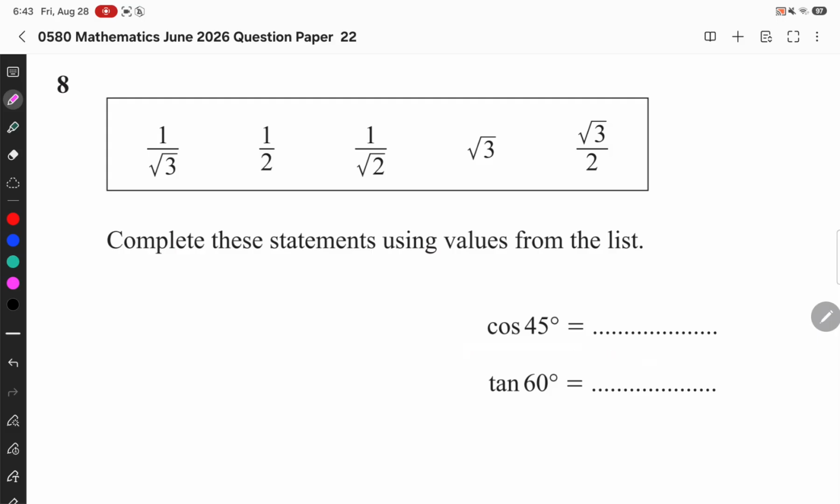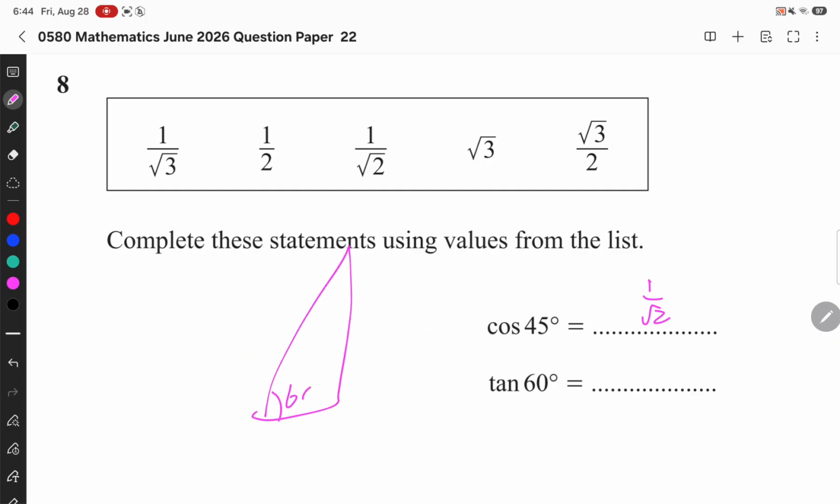Okay. Complete these statements using the values from the list. Cosine of 45. Let's do this. So this is a 45. So adjacent over our hypotenuse is 1 over root 2. 1 over root 2 is cosine of 45.